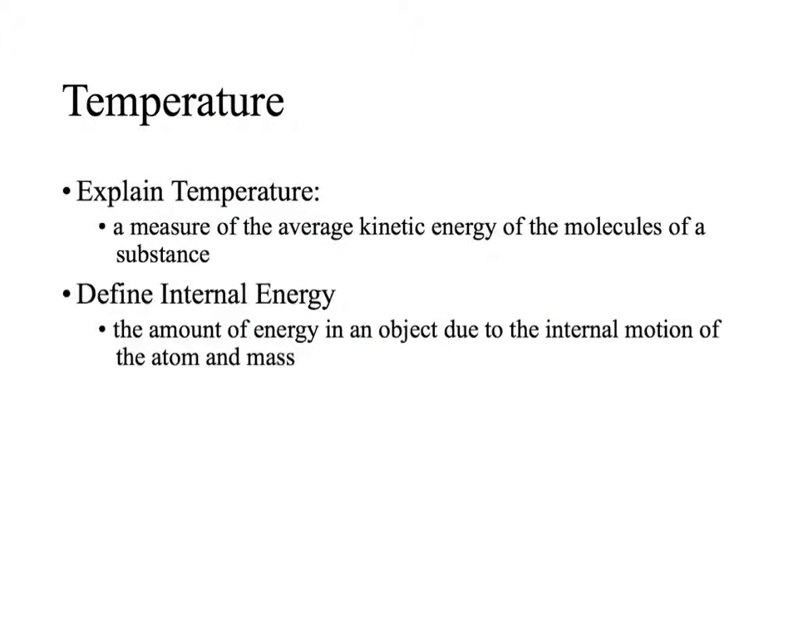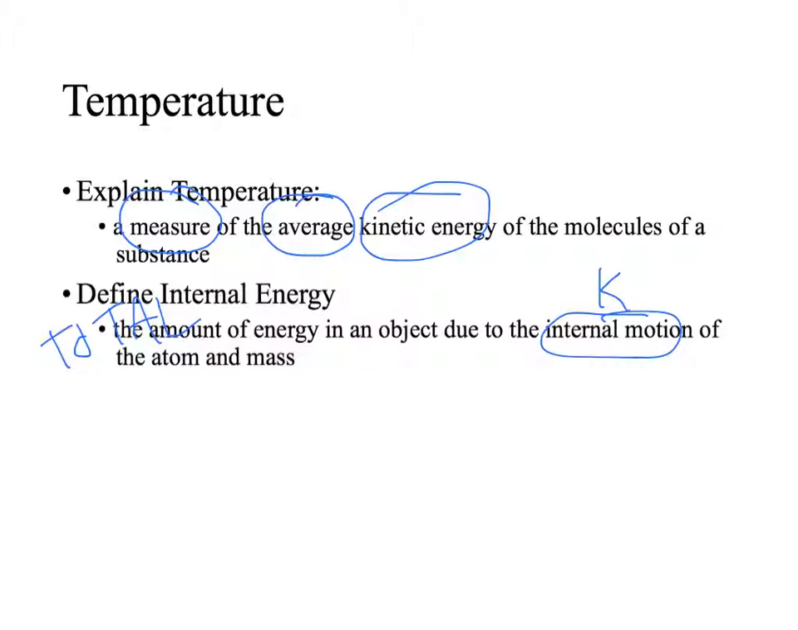So what is temperature? Temperature is a measure of the average kinetic energy of the atoms or molecules in a substance. These words are important. It differentiates temperature from internal energy. Internal energy is the total amount, I'll write the word total in here, of energy in an object due to the internal motion, which is kinetic energy, just like in the previous definition for temperature, and also potential energy and other things associated with an object or a material.